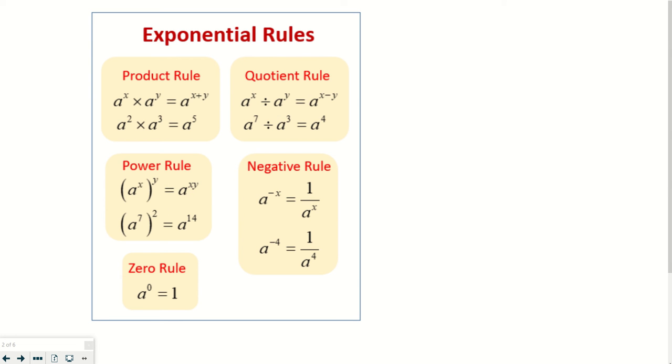Power rule: in parentheses, a power to a power, you multiply them. Here's an example. And the negative rule: if you have a base to some negative exponent, you flip it, the reciprocal, and do 1 over that same base to the same power, but now it's positive. And here's another example too. And the zero rule, of course: if anything is raised to the zero power, it is just 1. So you've got that now, and that would be useful for you if you don't remember.